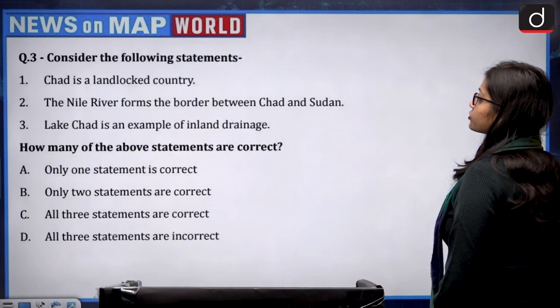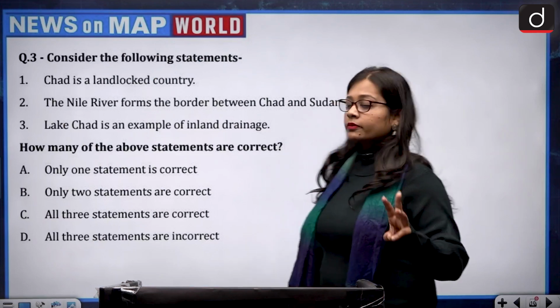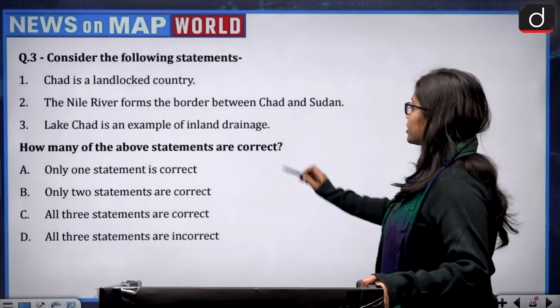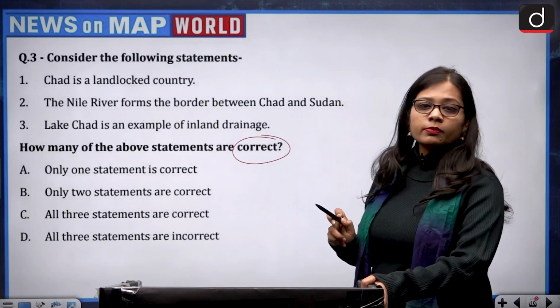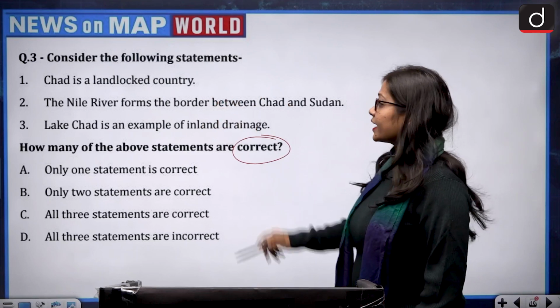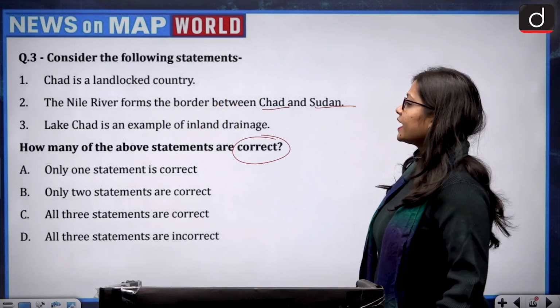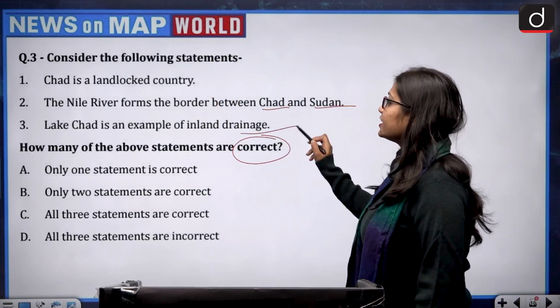Now, moving on to the next question. Consider the following statements. There are 3 statements given. How many of the above statements are correct? We have to talk about the correct statement. First, Chad is a landlocked country. Second, the Nile River forms the border between Chad and Sudan. Third, Lake Chad is an example of inland drainage.